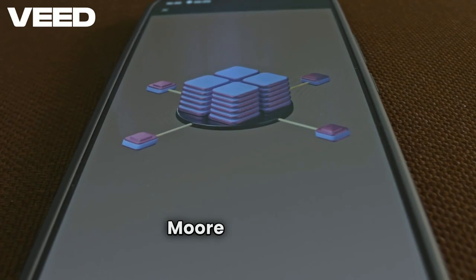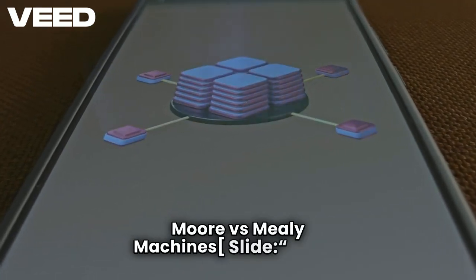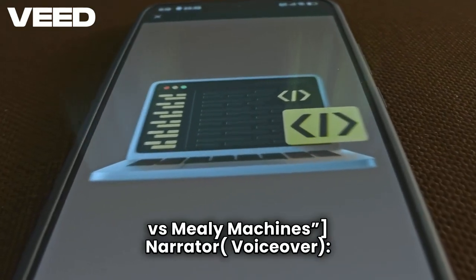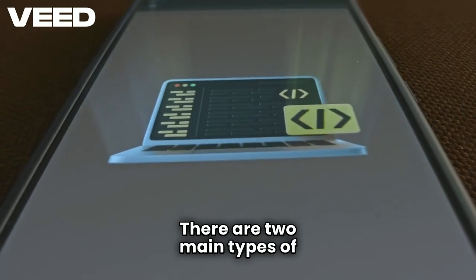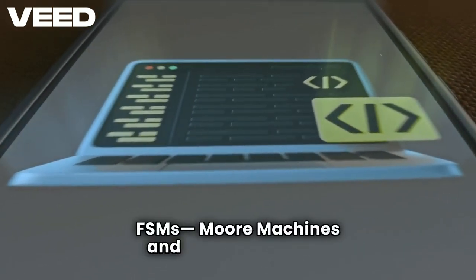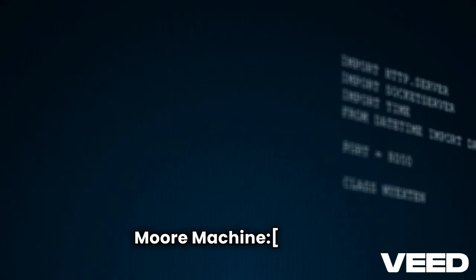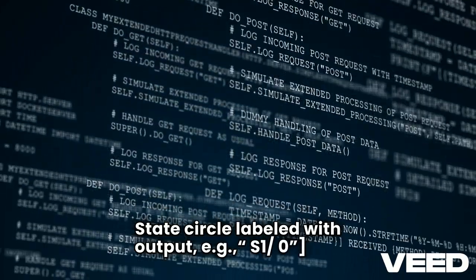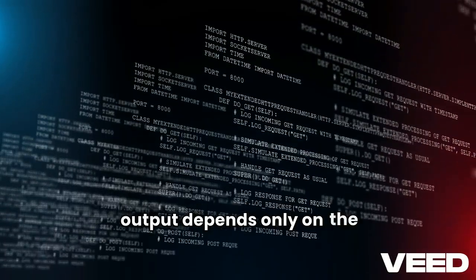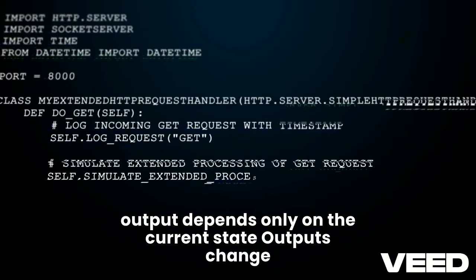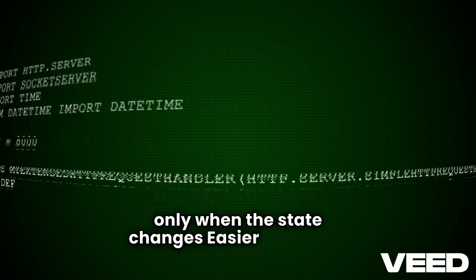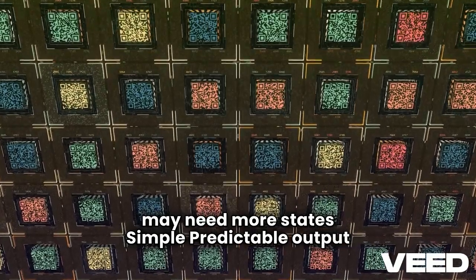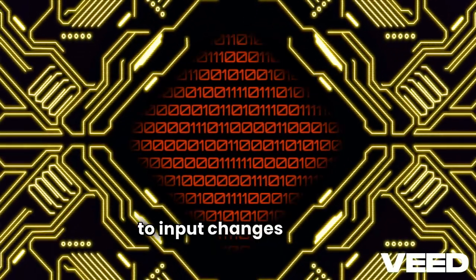Part 4. Moore versus Mealy machines. There are two main types of FSMs, Moore machines and Mealy machines. Moore machine: visual, state circle labeled with output, e.g. S1, 0. The output depends only on the current state. Outputs change only when the state changes. Easier to design, but may need more states. Simple, predictable output. Slower response to input changes.